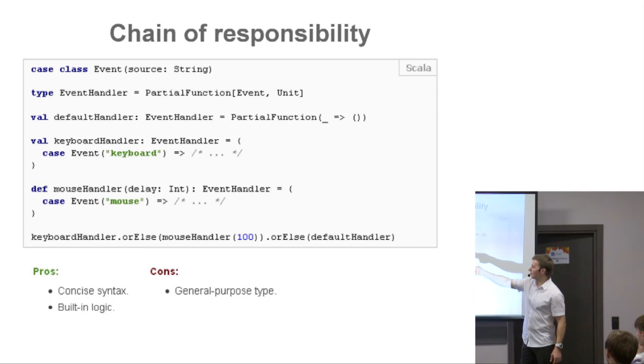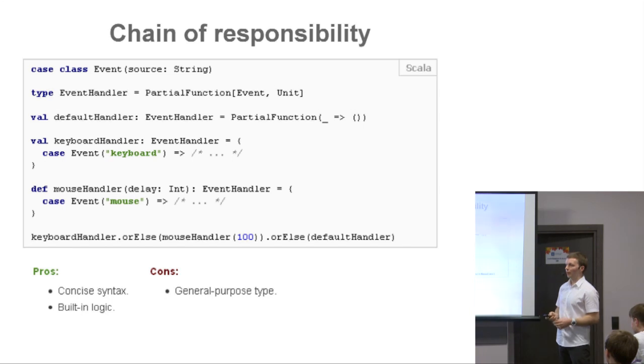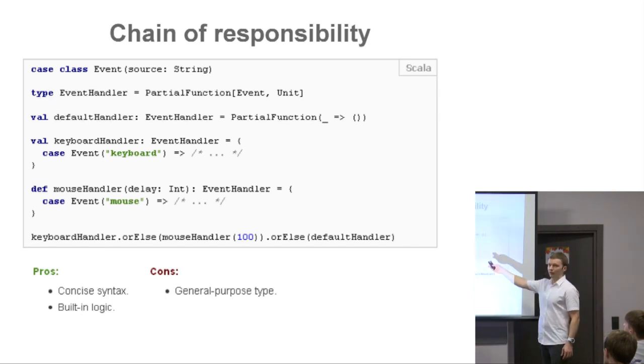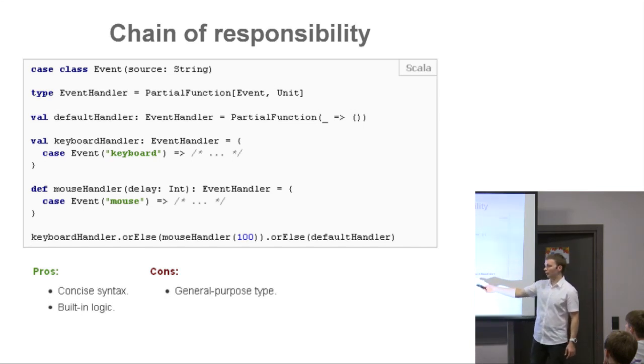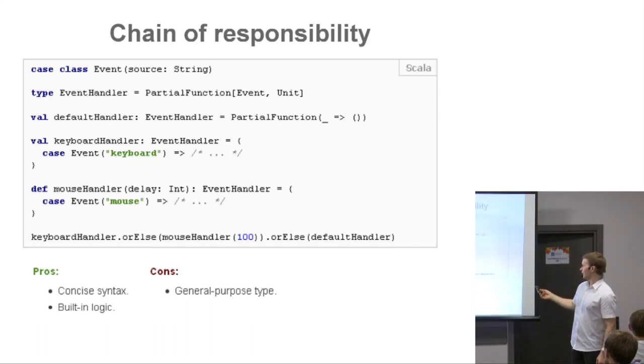Here's a case statement that checks whether we can process our event in that function, and if so, it then performs some processing, and just the same logic in the mouse handler. And here's how we can chain our partial functions with the orElse method. So we implement the same logic with the built-in syntax in Scala.